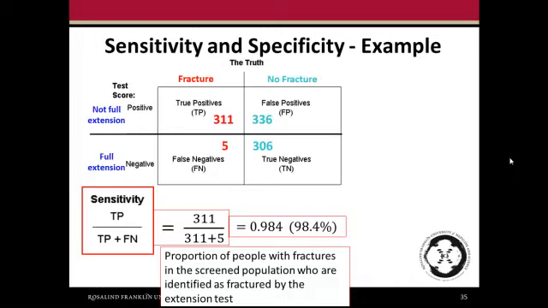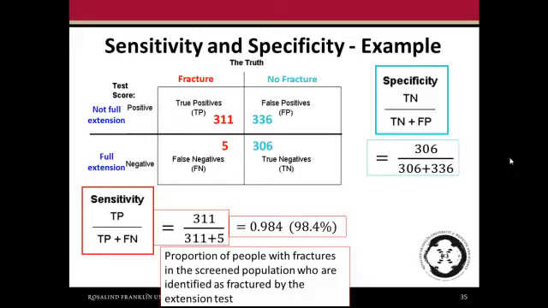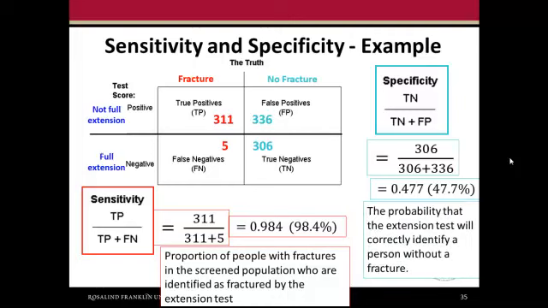When we look at specificity, now we're looking at the true negatives, so the individuals who by the test had no fracture divided by all of those individuals who actually had no fracture, so the true negatives and the false positives. So this is 306 divided by 306 plus 336, which is 0.477 or 47.7%. So it's the probability that the extension test will correctly identify a person without a fracture. So that's sensitivity and specificity.